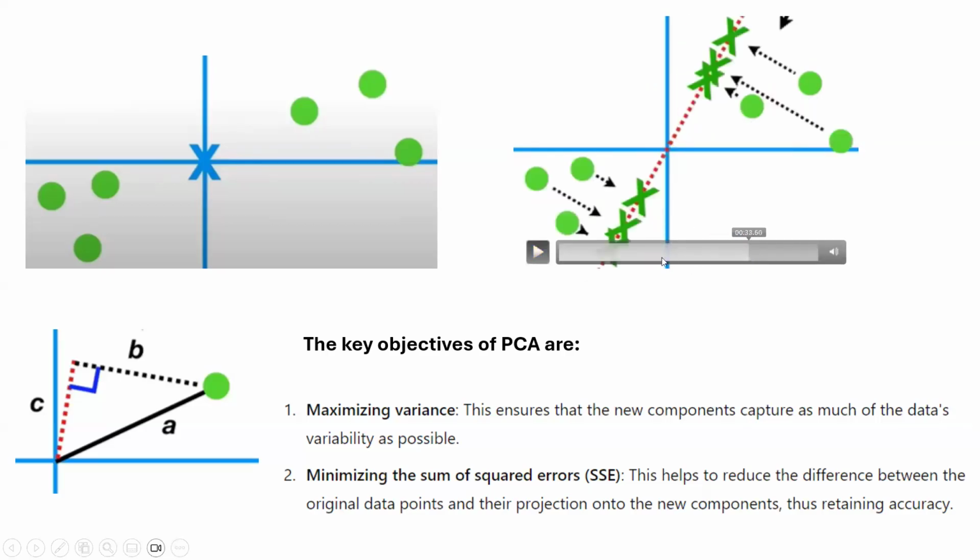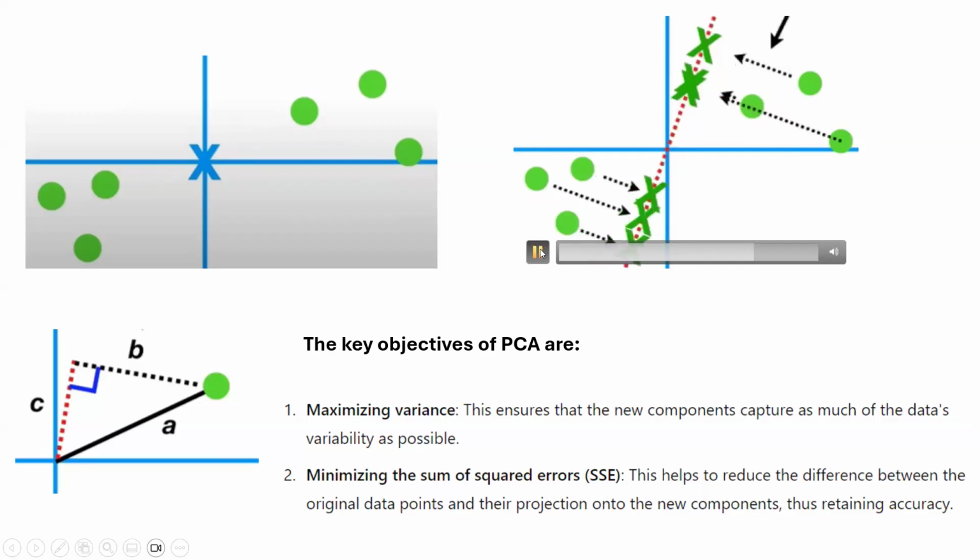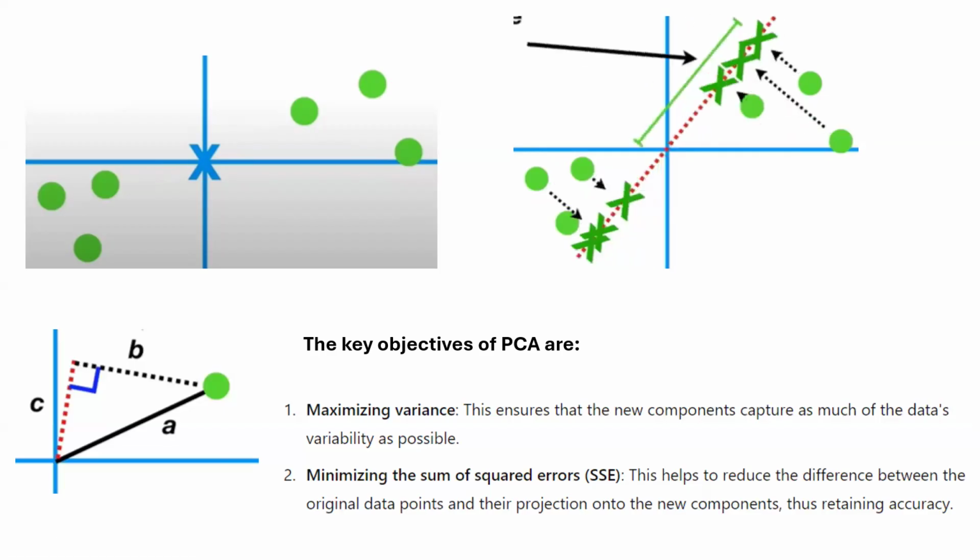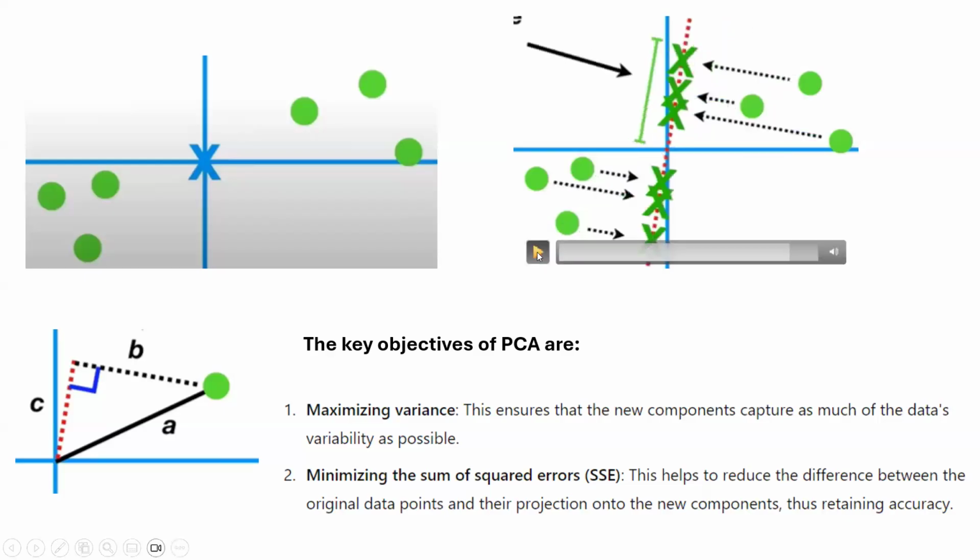Is that increasing or decreasing when it is approaching the best fitting line? It's increasing, right? So what we have to do now to get the best fitting line, we have to maximize the variance, right? This line is an indicator of variance. When it is approaching the best fitting line, it is increasing. So that is one of the objectives for us.